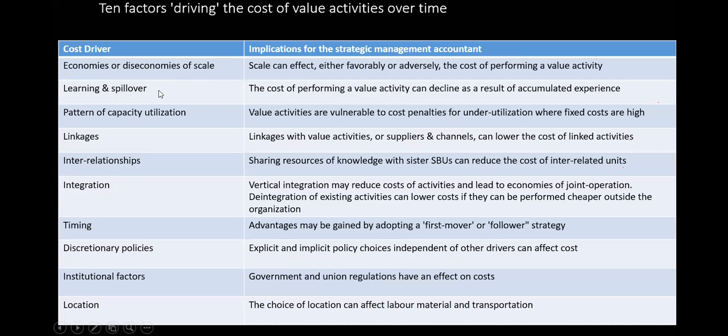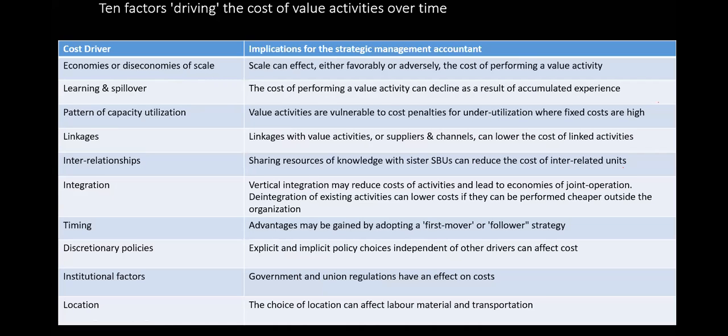Then the learning and spillover. In certain costs, when you learn more and more, the cost will be very low. The learning curve, accumulated experience, your know-how will help you reduce the cost.